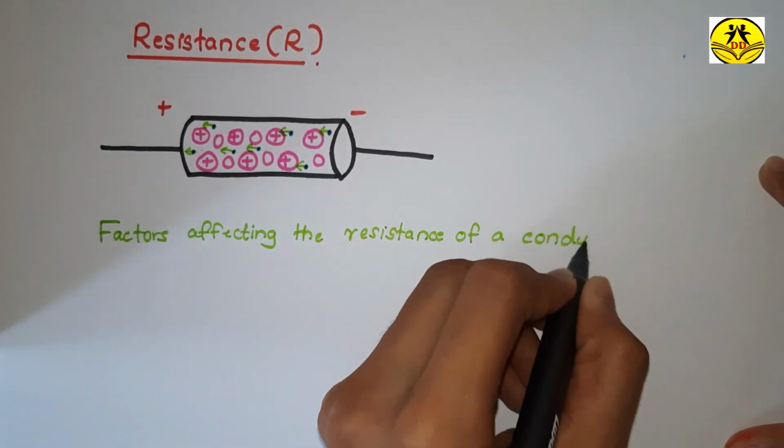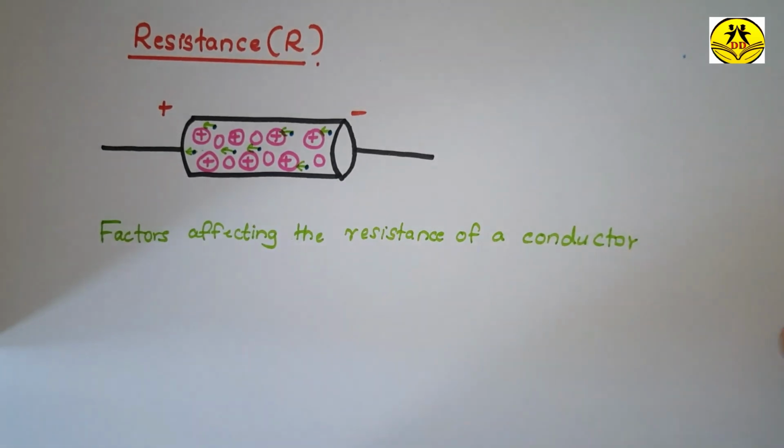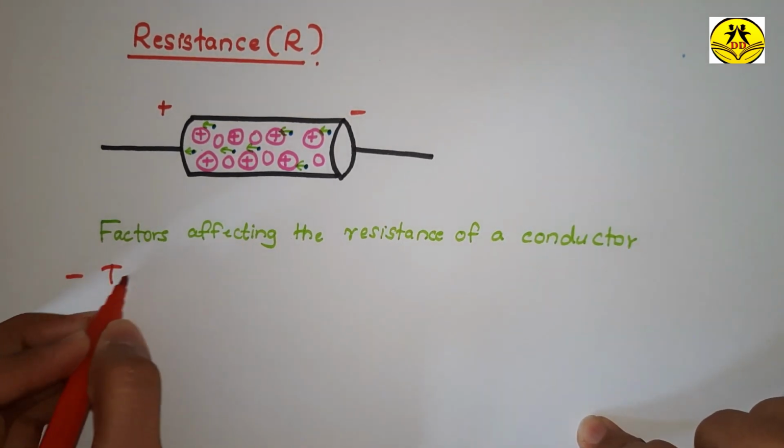Now let's see. One of the most important factors affecting the resistance of a conductor is the temperature. So the main factor is temperature.